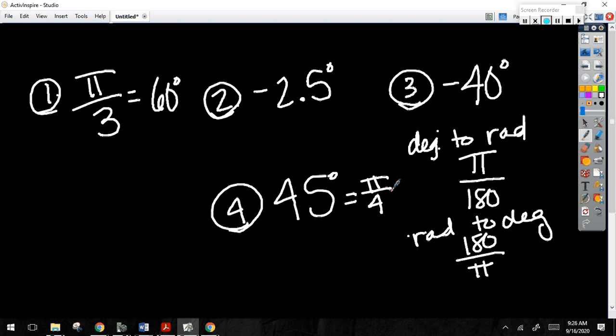The other two might be a little bit more difficult. By the way, when I start talking about negative degrees, what am I talking about whenever I'm on here? Going backwards, going the other way, right? At negative 2.5 degrees, what is your radian measure?